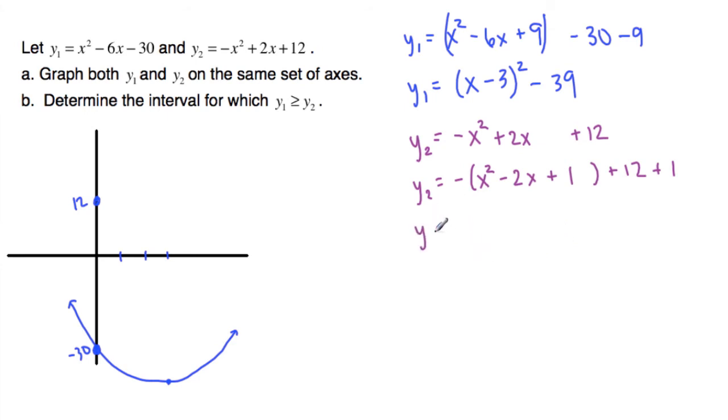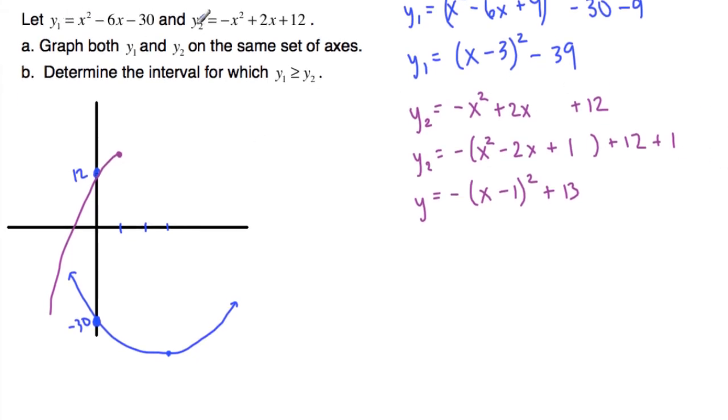Okay, so now y2 is equal to -(x - 1) squared plus 13. So this one says to go over 1 and up 13, and it's going down. Something like that.